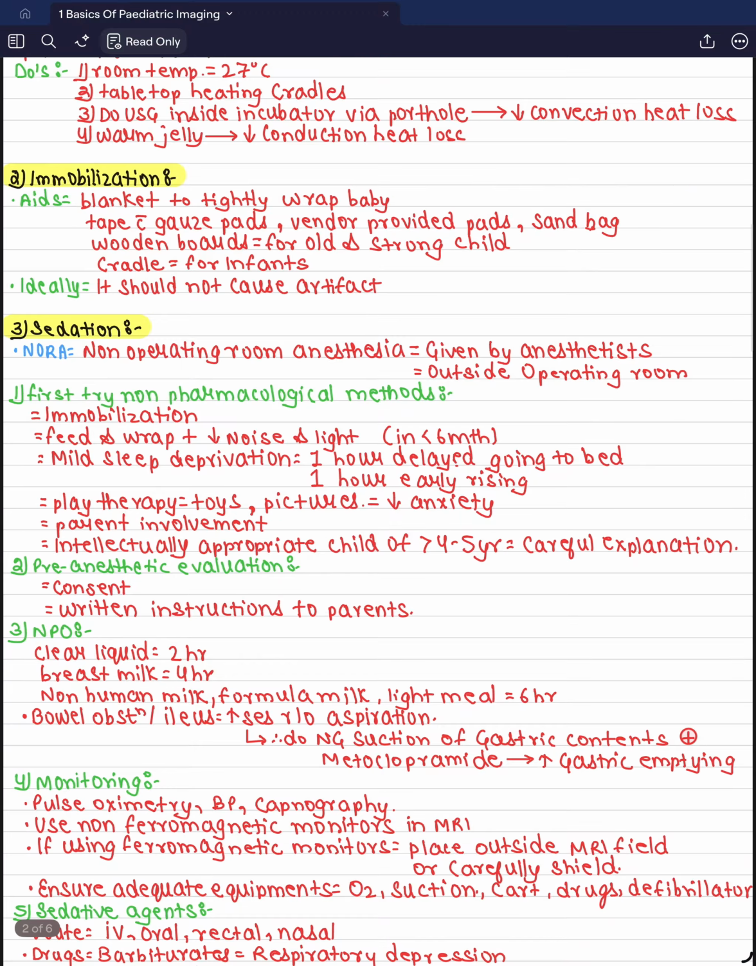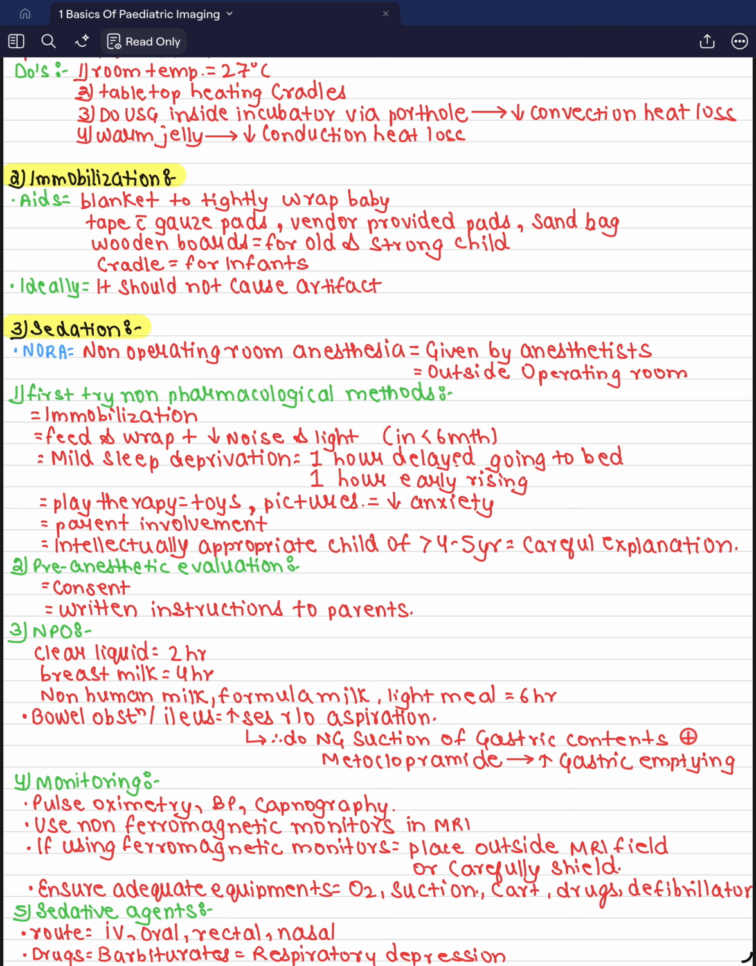Next thing that we have to know is about sedation. So for sedation, there is something which is known as NORA. Full form of NORA is non-operating room anesthesia. So normally the anesthesia is given in the OR, operating room, right? Now NORA is non-operating room anesthesia. So here the anesthesia is given by the anesthetist only, but it is given outside the operating room, like in the CT room or in the MRI room.